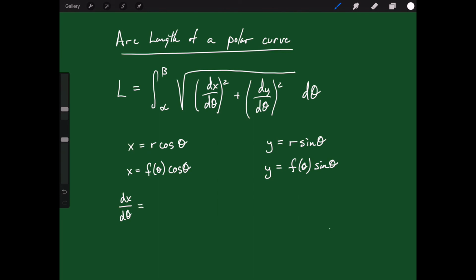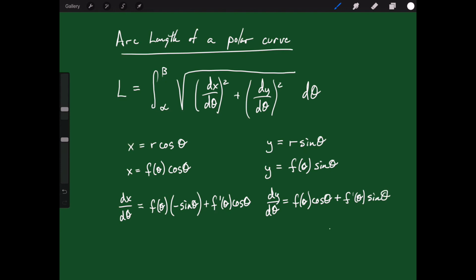And now, if I wanted to take the derivative of x with respect to theta here, then I just use the product rule, and I get that it's the first thing, f of theta, times the derivative of cosine of theta, which is negative sine of theta, plus the second, cosine of theta, times the derivative of the first. So I get f prime of theta cosine theta. And then for the second piece, I get that dy d theta, same, I want to use the product rule. So I get f of theta times cosine theta plus f prime of theta sine of theta.